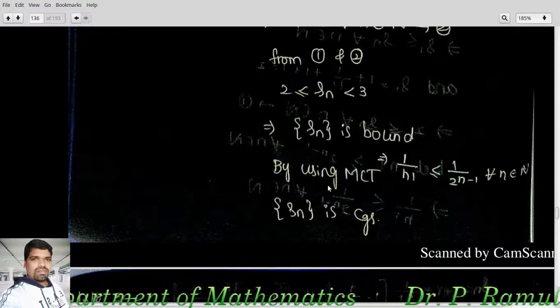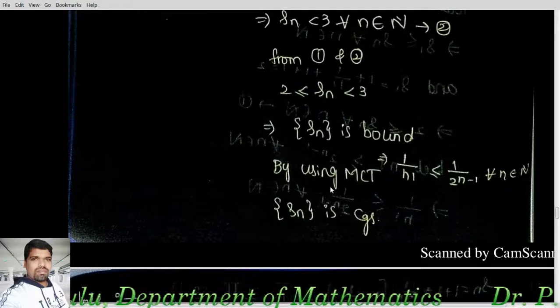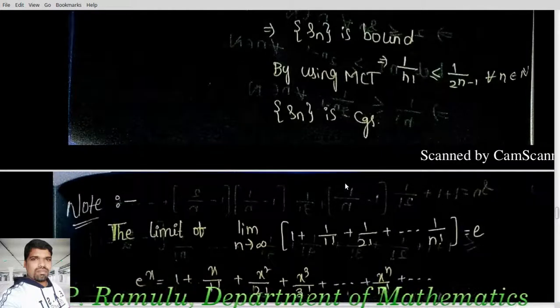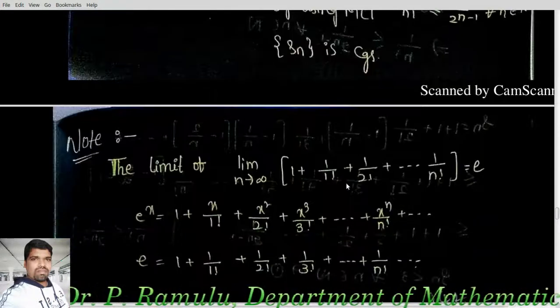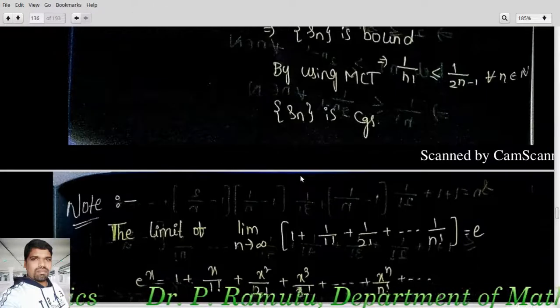Already we showed that Sn is monotone. Sn is bounded, so by the monotone convergence theorem, Sn converges. Note the limit of 1 plus 1 by 1 factorial plus 1 by 2 factorial up to 1 by n factorial is equal to e. This is how it is.